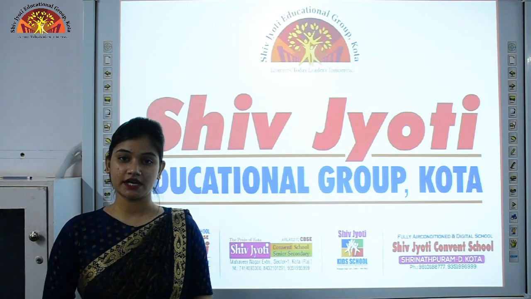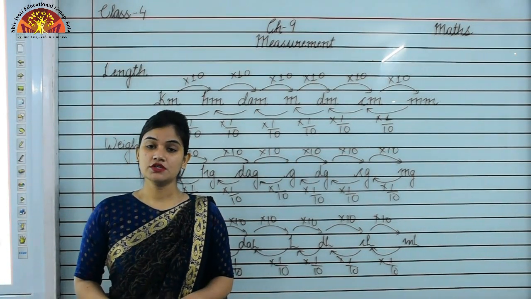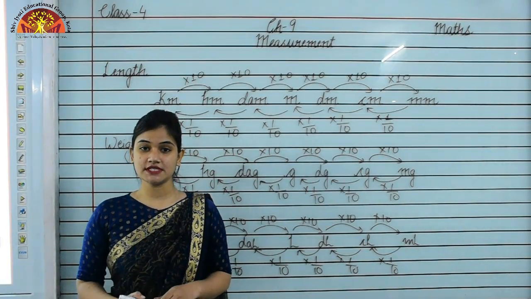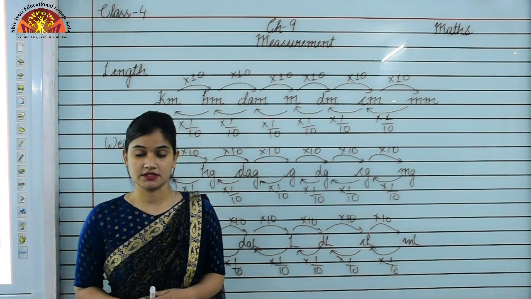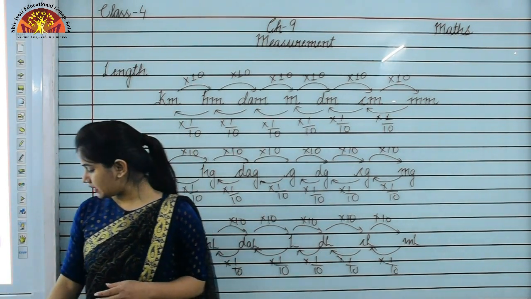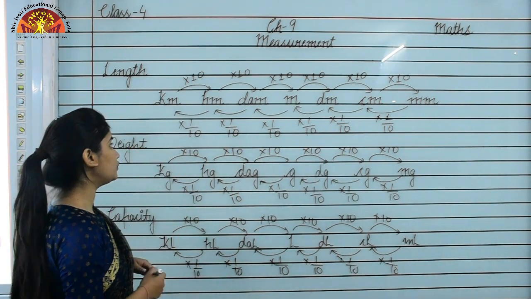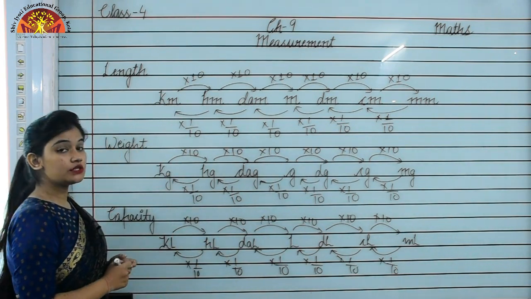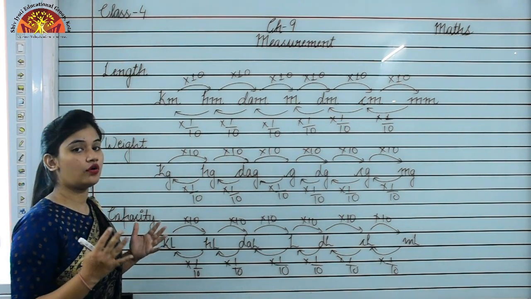Students, today we will start chapter 9, that is measurement. In this chapter we will see how to measure things and the units which we use to measure them. Open page number 121 in your book and have a look here. First of all, we are going to see the units of length. How can we measure the length of an object?